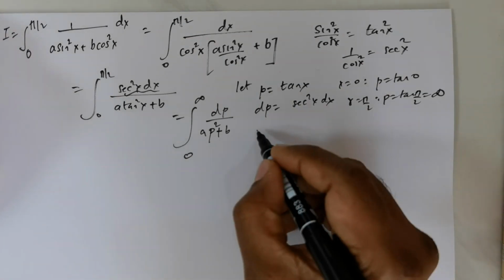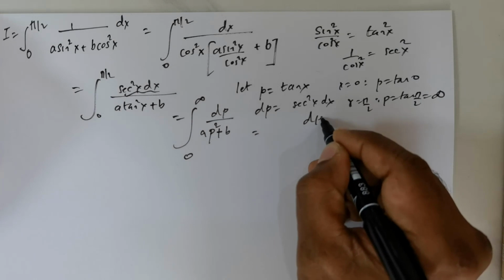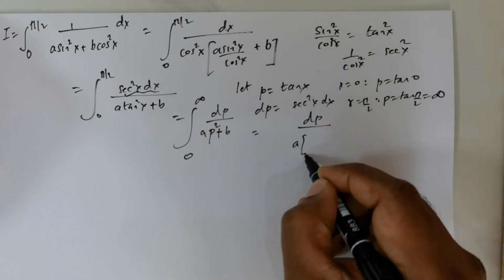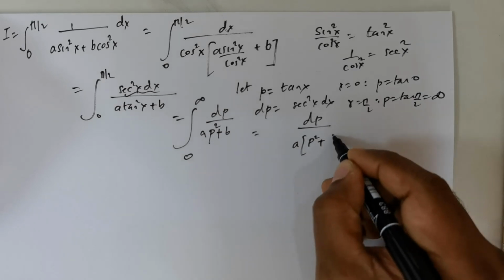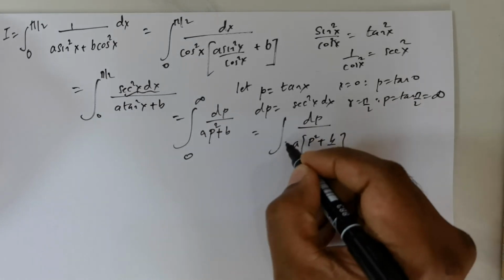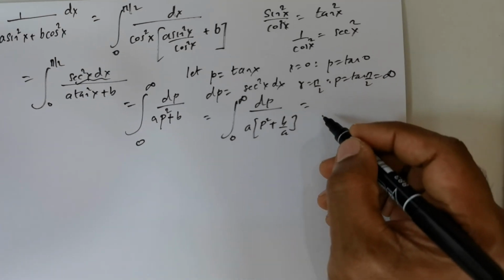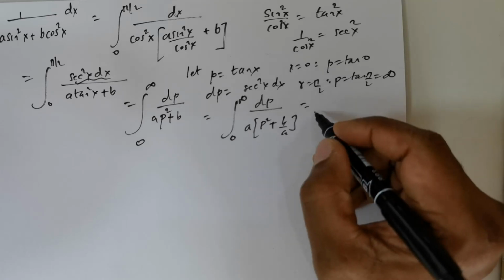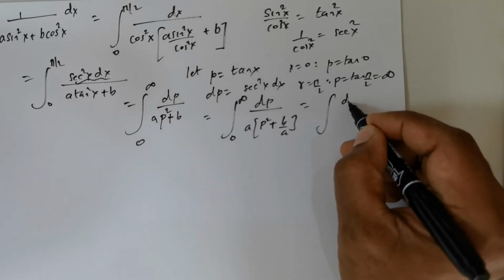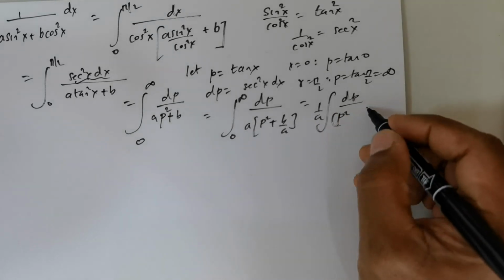Now I would like to extract a out. If I do that, dp over a is taken out, so I would get p squared plus b over a, integral 0 to infinity. So fair enough. Now I want to make the following substitution. Before I make it, I would like to rewrite this as dp over p squared. 1 over a can be taken out.